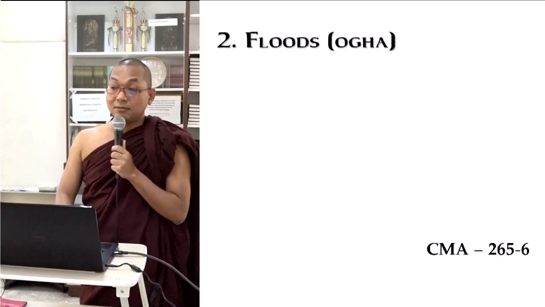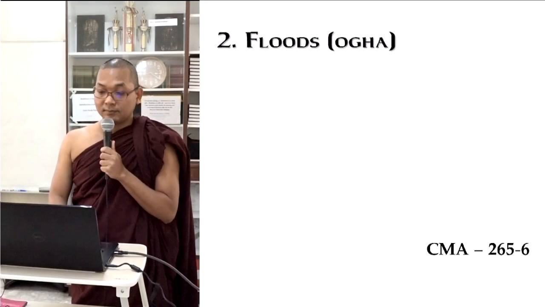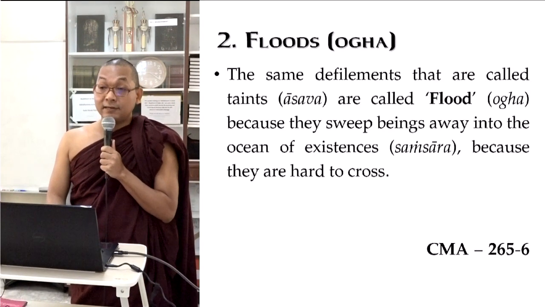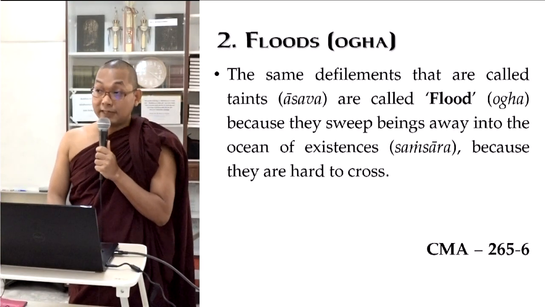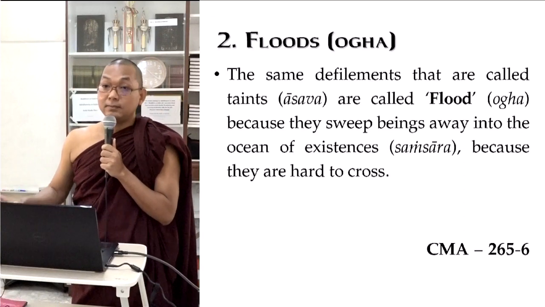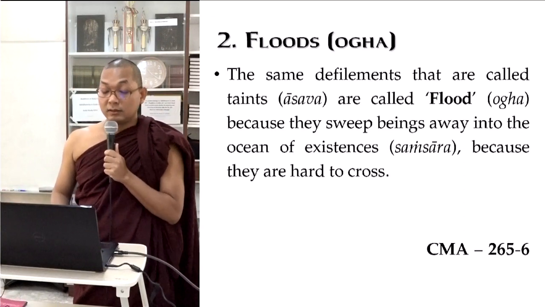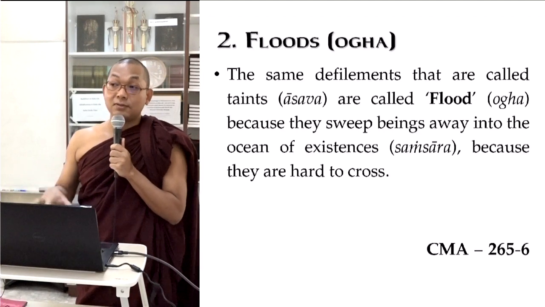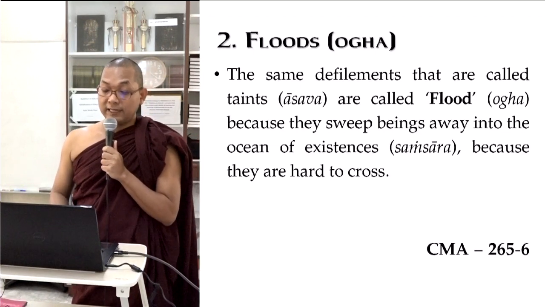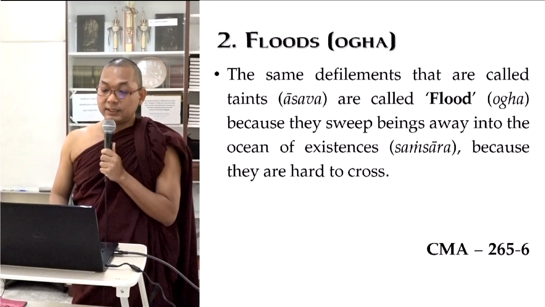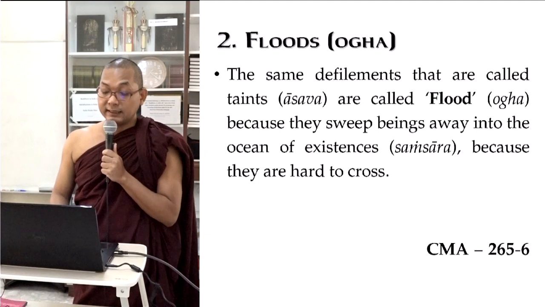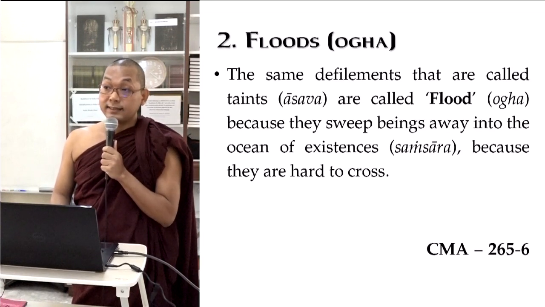The next one is flats, ogha. The same defilements that are called taints are called flats. The same category, the same number, the same four taints are called four flats, because they sweep beings away into the ocean of existence. In other words, we can call it samsara. Because they are hard to cross.